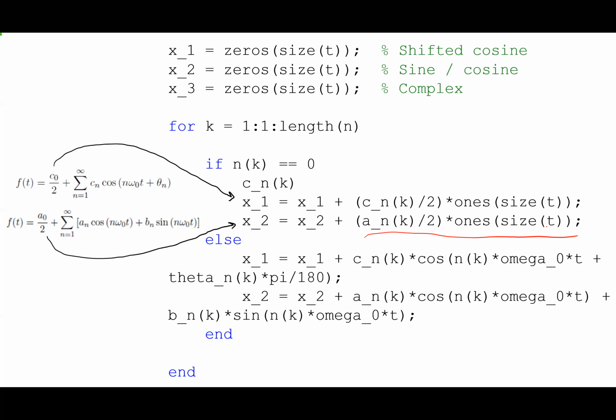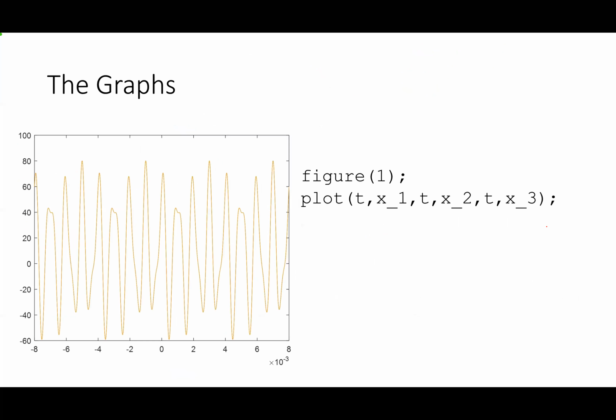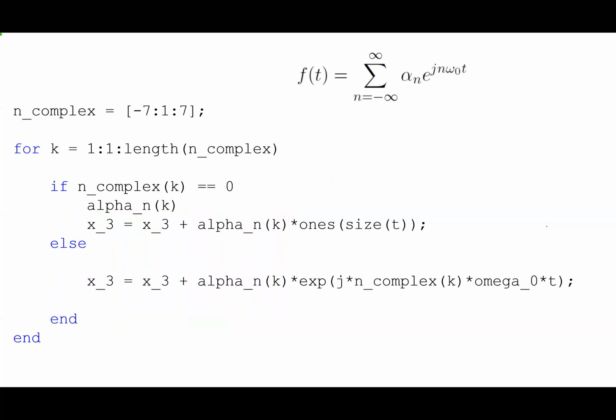The ones(size(t)). So what does ones size t do? It basically creates a vector of 1s that's the same size as my t vector, and then I multiply it by a number. Cn of k over 2 is a number, right? So I basically throw that number in there, and I get a graph. Now, ultimately, my graph looks like this, like it should. But here's the complex one.